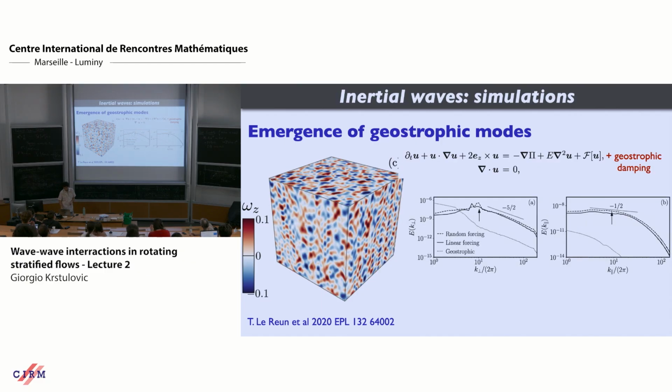But then if you're doing numerics, as in the group of Benjamin Favier, they say, okay, I'm doing numerics, I can remove these modes. If I remove these modes, then I get something that looks more wavy, and they at least got a bit closer to what the exponent is.